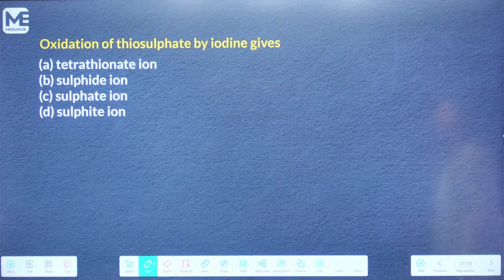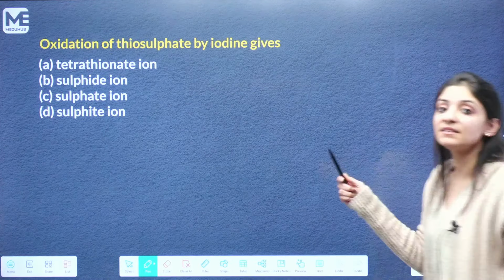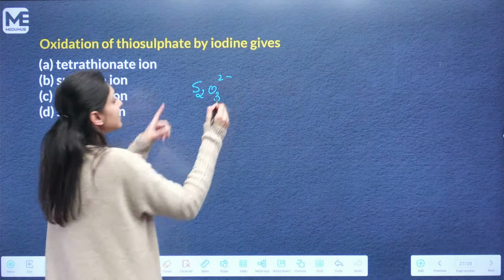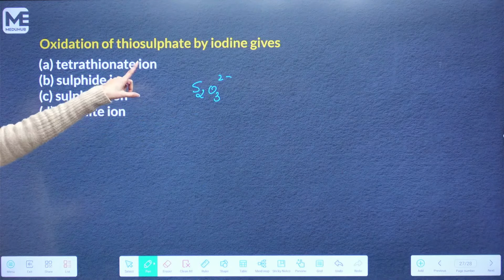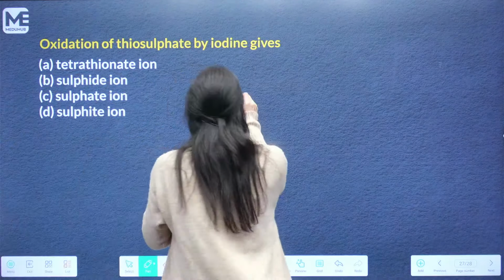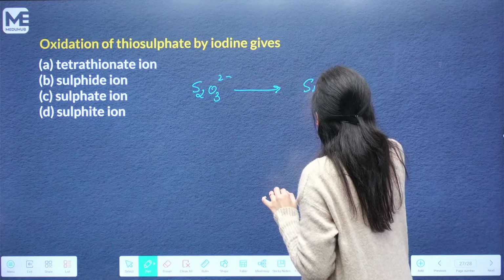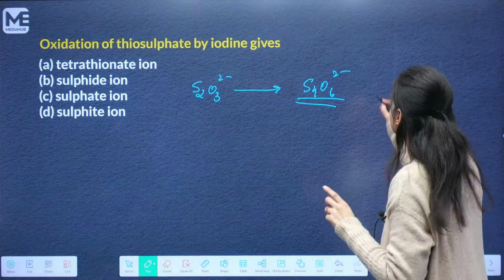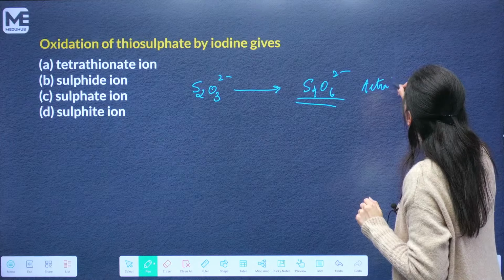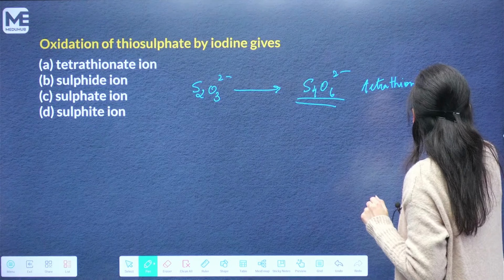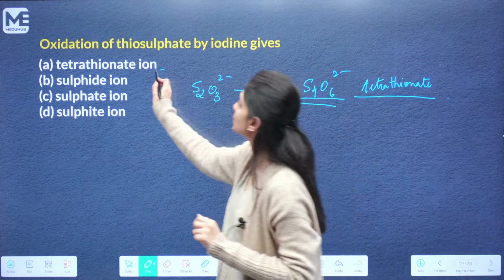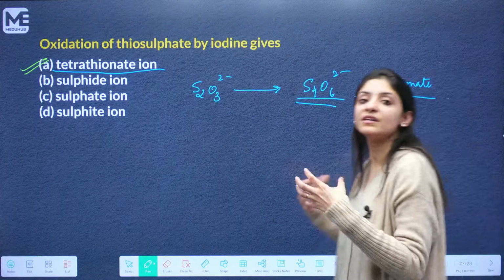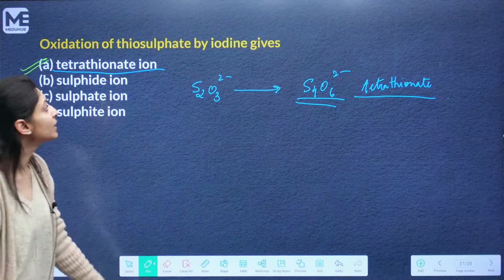Now oxidation of thiosulfate by iodine gives. This is an application based question. So thiosulfate ion is S2O3 2-. On oxidation with iodine, in the estimation of ozone, we get S4O6 2-. So S4O6 2- is from the thionic acid series. So this is a tetrathionate ion. So the answer is this one, tetrathionate ion. Because this is from the thionic acid series, the ions formed in a thionic acid are thionate.